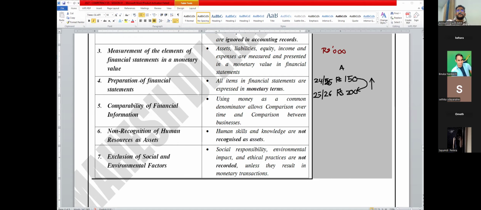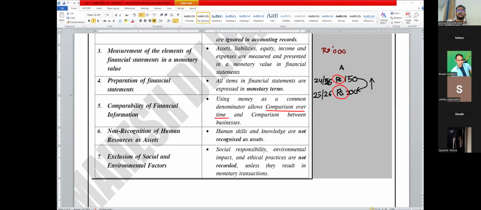Why? We did this with a rupee value, a monetary value measure. Then I can easily compare it. That's what I mean by allows comparison over time. Comparison over time, explained: you can compare the profit of one business with the profit of the same business in the previous year.